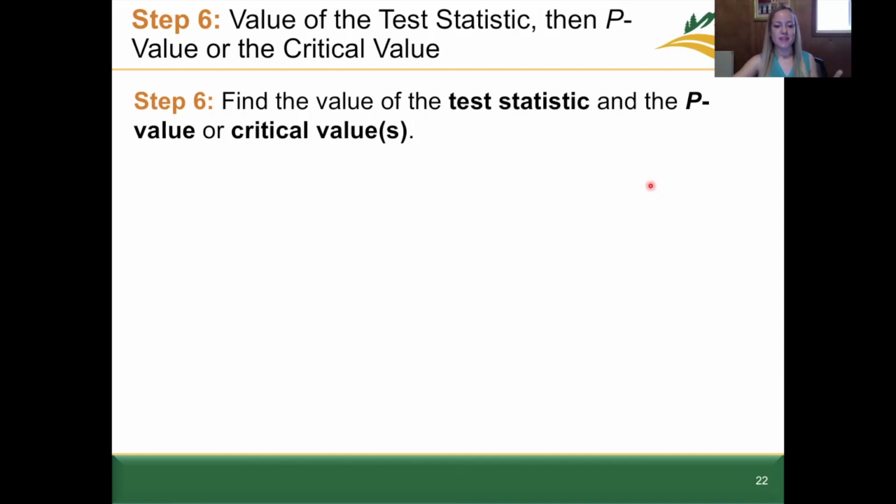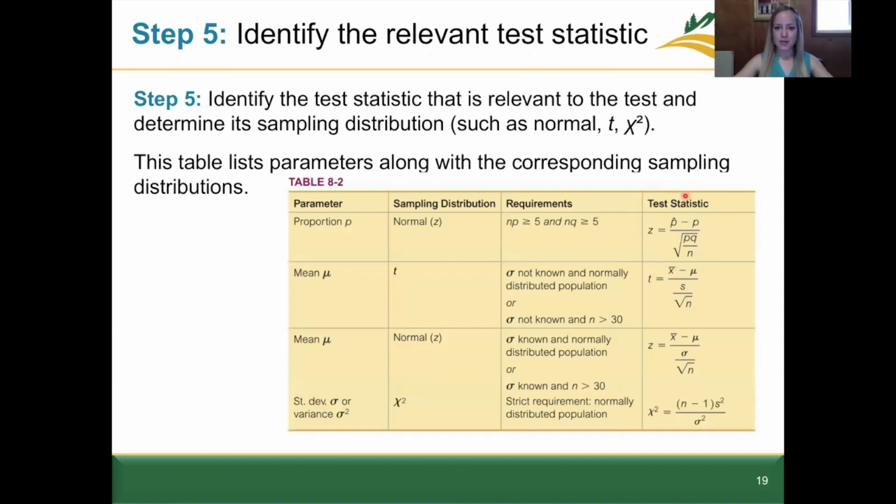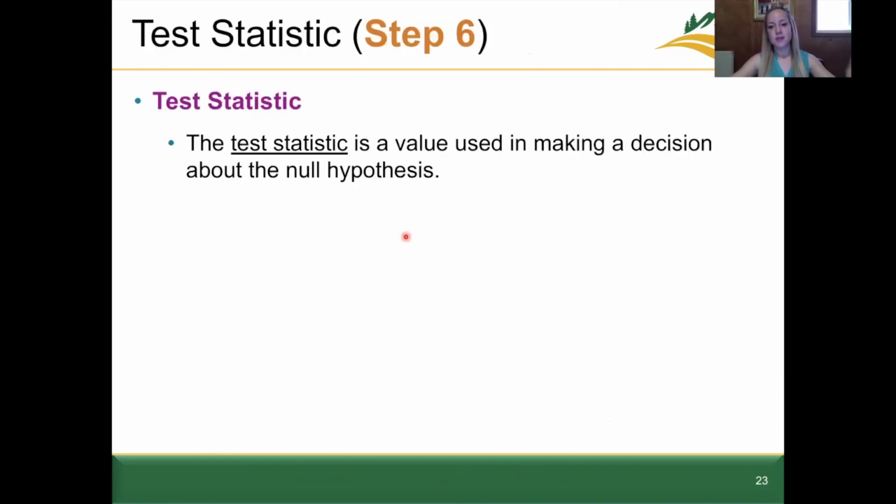But first, some important definitions from step 6, one being the test statistic. Before going through the formal definition, here's our test statistic, right? So here's the column. Once we decide if we have a proportion, mean, or standard deviation or variance, then we figure out which test statistic we need to calculate for that certain case. A test statistic is a value used in making a decision about the null hypothesis. The formula for these test statistics is more complicated, but know that we're calculating that value in order to ultimately make a decision about the null hypothesis that we established.